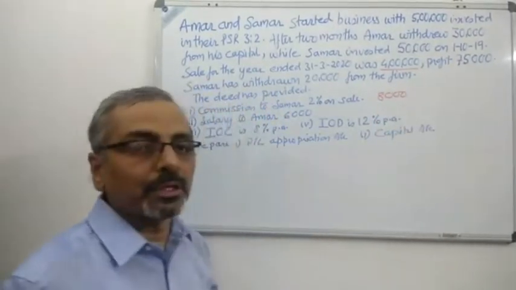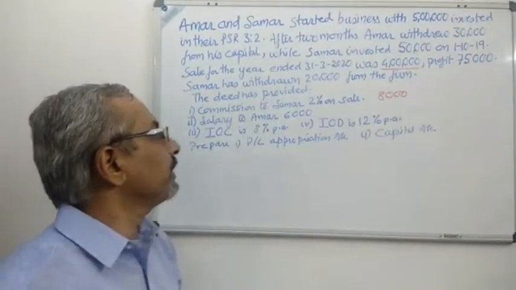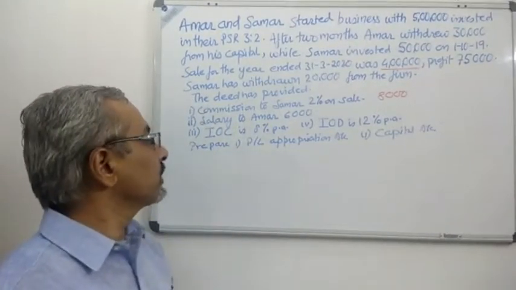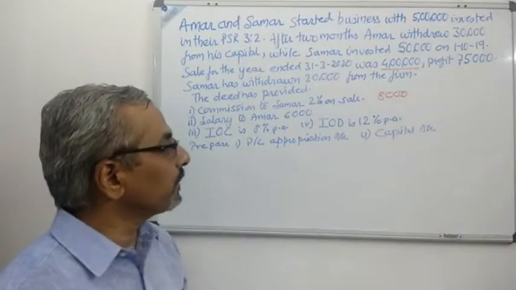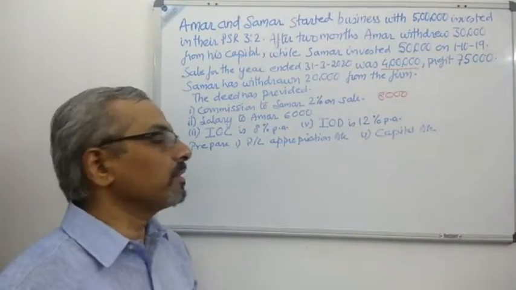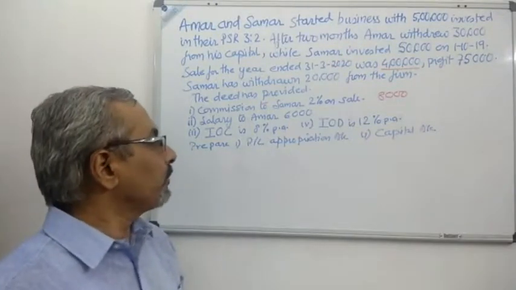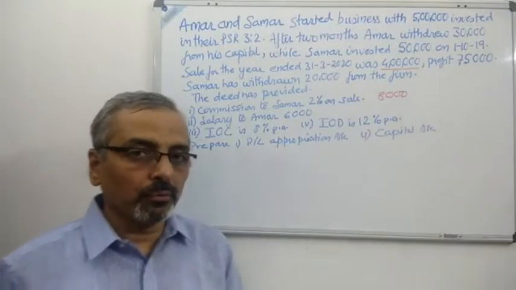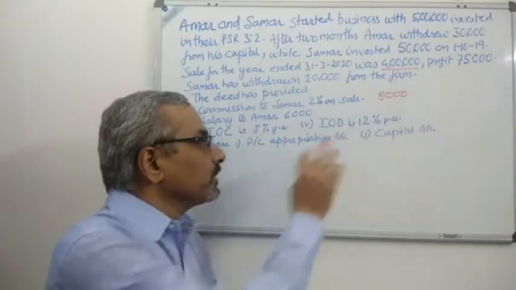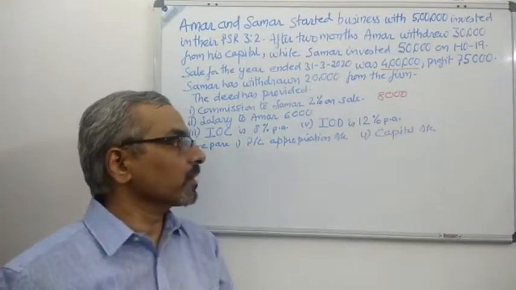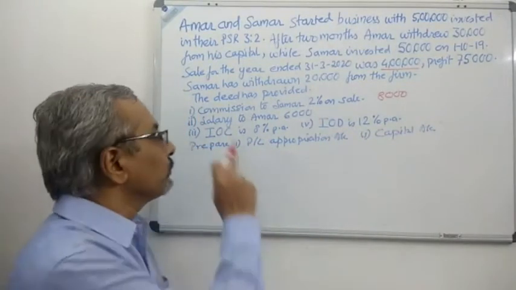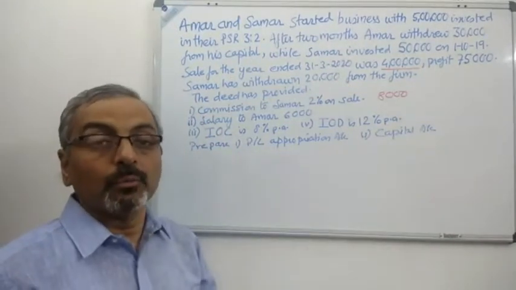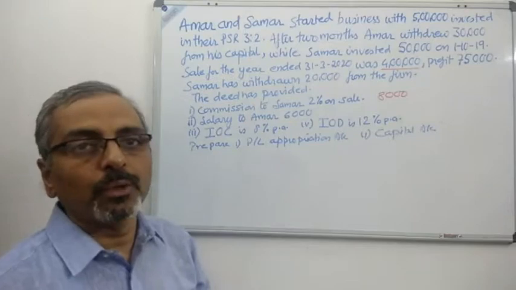Very simple calculation. The second thing given is salary to Amar, which is 6,000. The third information given is interest on capital at 8% per annum and interest on drawing at 12% per annum. Prepare the profit and loss appropriation account and partners capital account. Now before we actually go to the preparation of these two, first we need to calculate the interest on capital and the interest on drawing, which we'll do just now and see how it is being done.